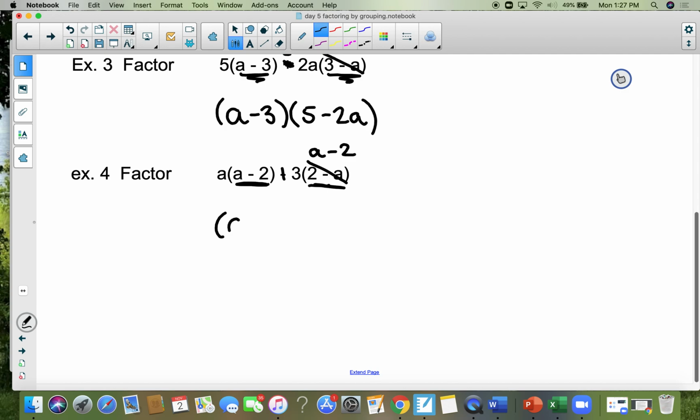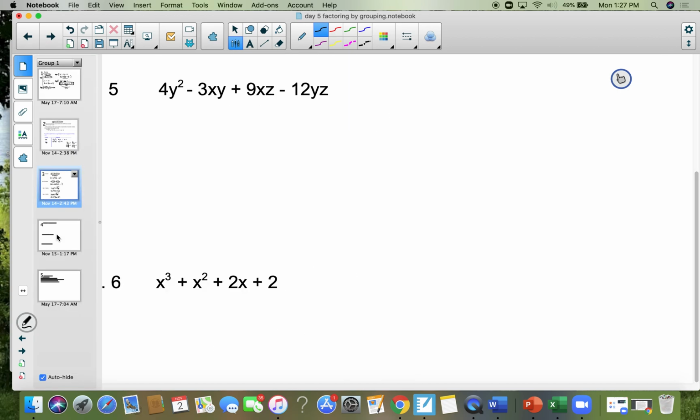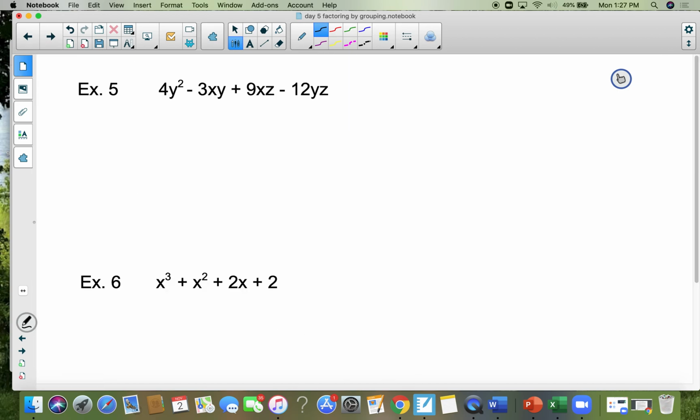Now they both have an A minus 2 in common with each other. If I take an A minus 2 out of here, you have an A. If you take an A minus 2 out of here, you have a 3. So that's the first part of the assignment on the worksheet. And here comes the second part of this.